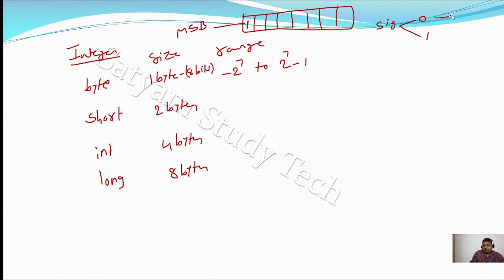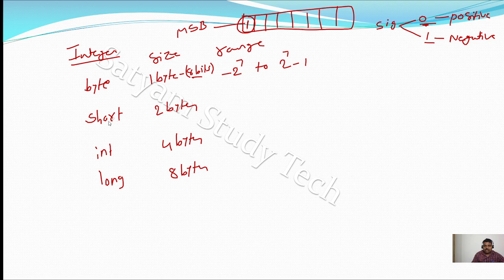0 indicates a positive value. 1 indicates a negative value. So this MSB indicates the sign bit. That's why you consider only 7 bits instead of 8 bits.